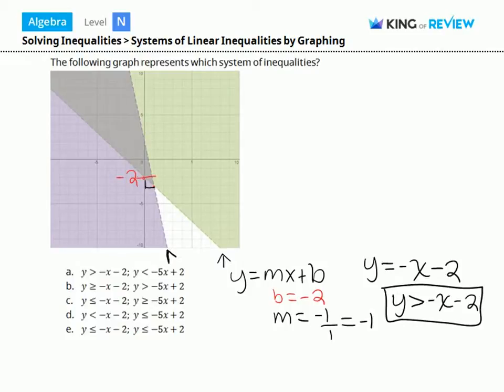Now let's look at this line. Again, we want this in y equals mx plus b form. Looking at our line, where does it cross the y-axis? It crosses the y-axis here at 2. Therefore, b is equal to 2.